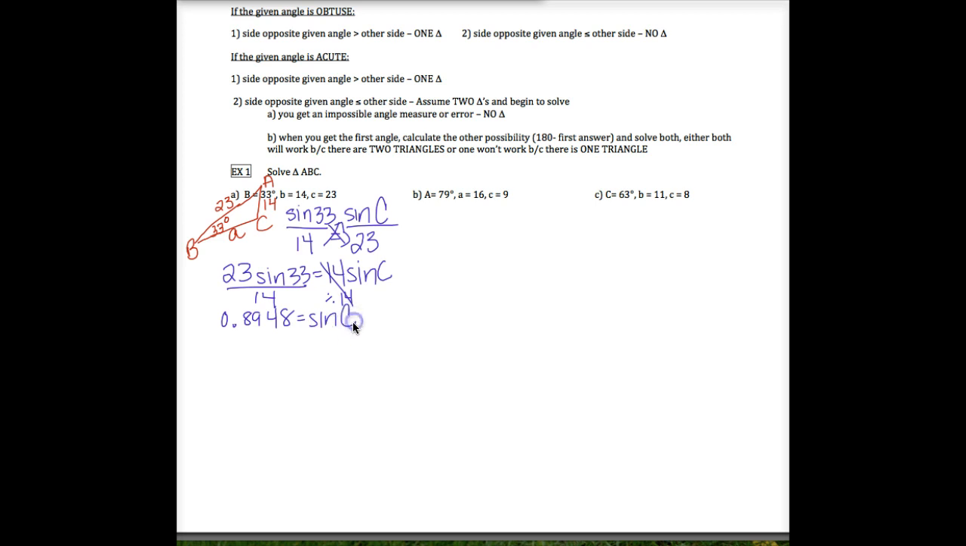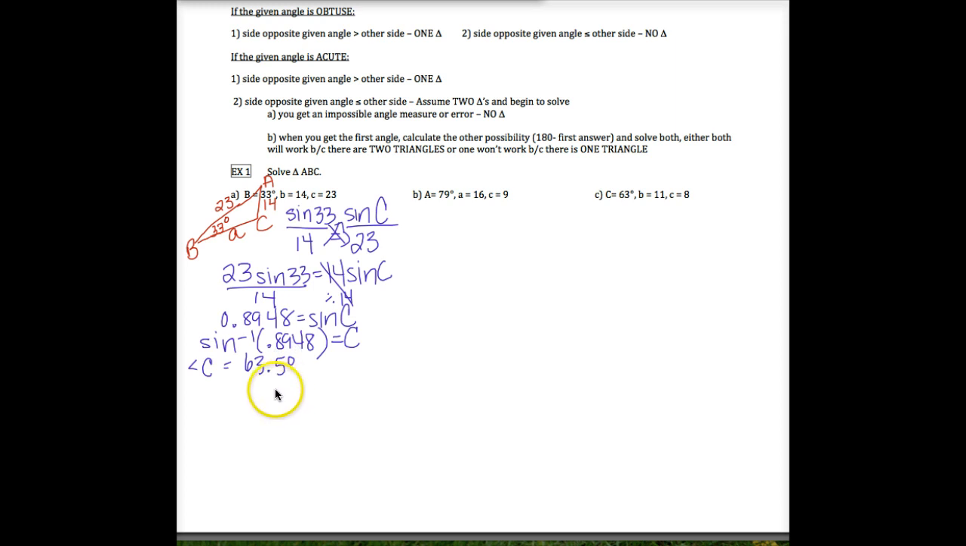And again, just like we reviewed yesterday, when you're looking for the angle, that means you need to use inverse sine. So press second sine of 0.8948. Again, if it's already in your calculator, please don't round it. Just use your second answer button. That's going to give us angle C. So, angle C, when we solve using our calculator, we get 63.5 degrees.